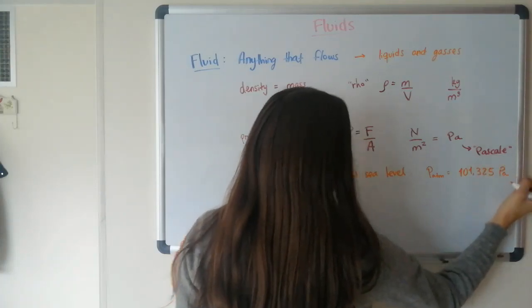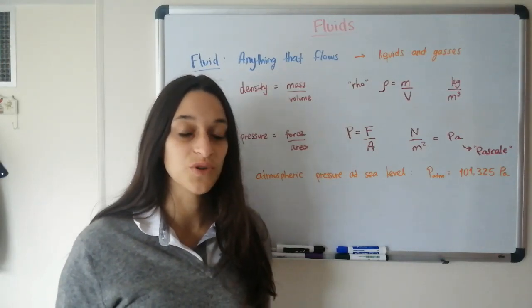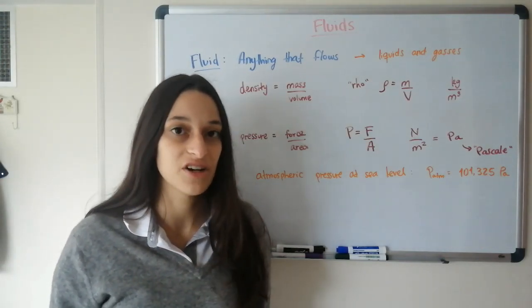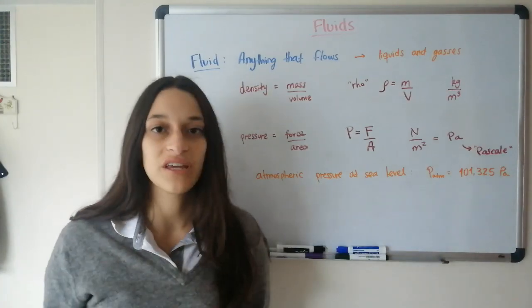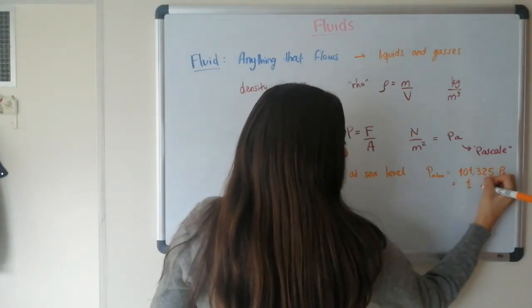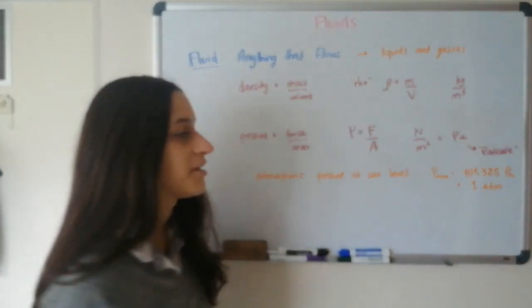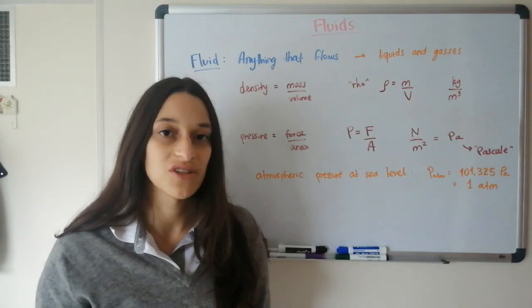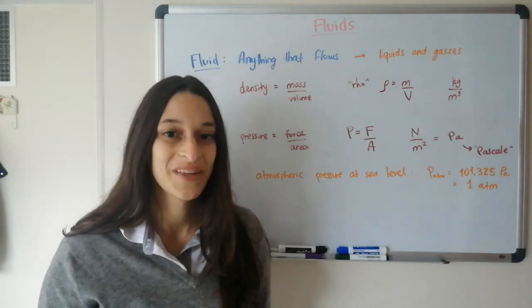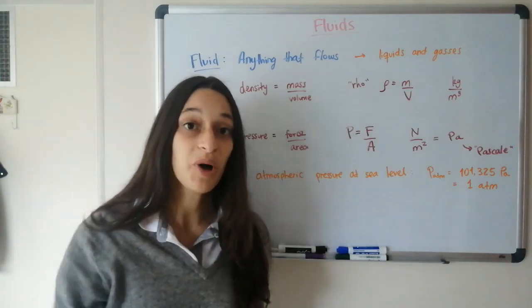101,325 pascals. There's actually many units of pressure, but another very commonly used unit of pressure is called the atmosphere. And this is actually equal to 1 atmosphere, which just makes sense. So if you want to convert between atmospheres and pascals, you need to divide pascals by 101,325.